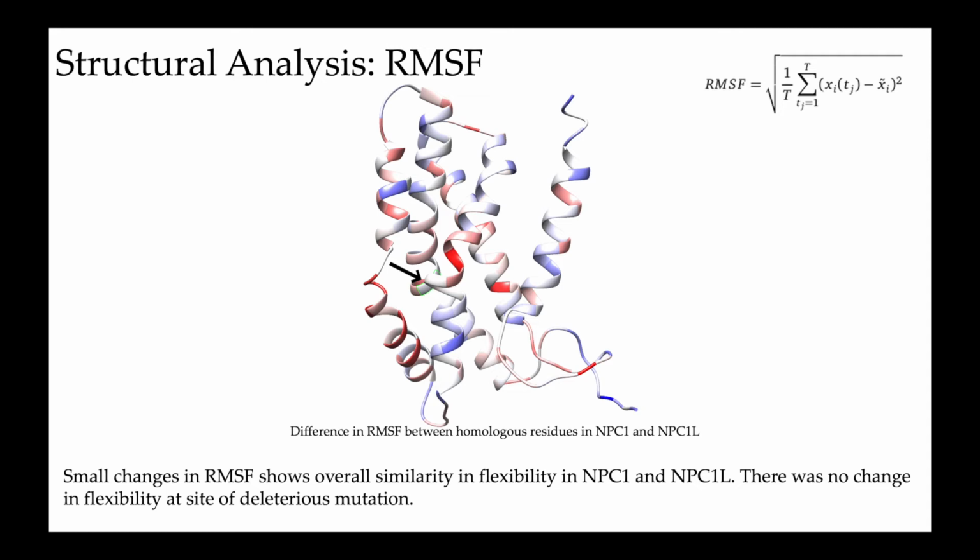So there wasn't really a large change in flexibility between NPC1 and NPC1-like, meaning that it's overall pretty similar in flexibility. And then the black arrow is pointing at the site of the mutation, and you can see that it doesn't change colors at all. So that means that in both NPC1 and NPC1-like, it has the same amount of flexibility, if you will.